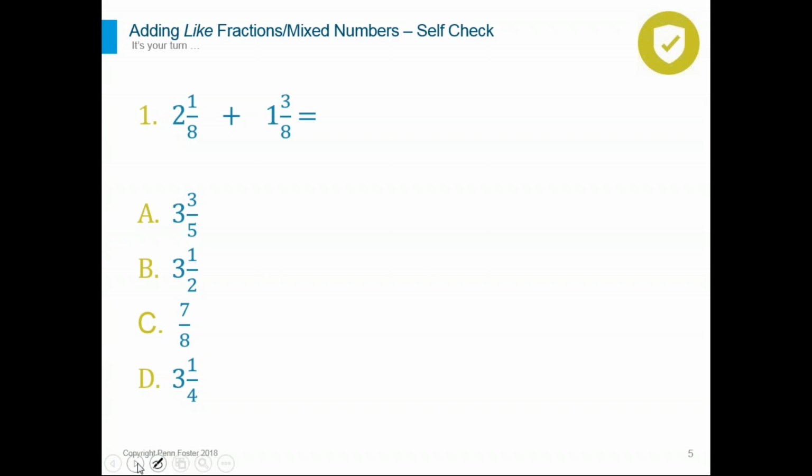So again, the question on the screen is two mixed numbers added. They have the same denominator. They are like mixed numbers. So what do we do? What do you think? Write the question on a paper. Think about it, do the same process that we have been doing so far, and see which answer is the sum, A, B, C, or D.